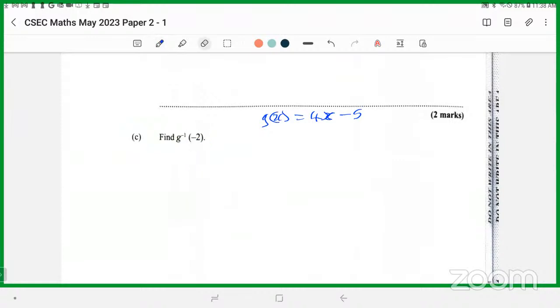So let's write what we're going to do. There are other ways to do it, but this is the method we're using for now. So we're going to find g to the minus 1 of x first.